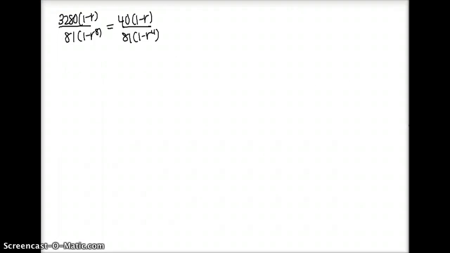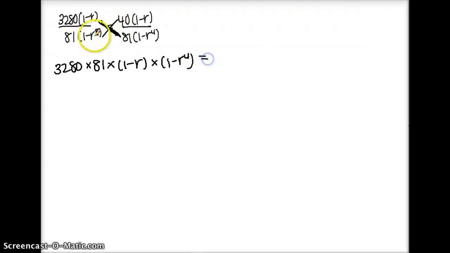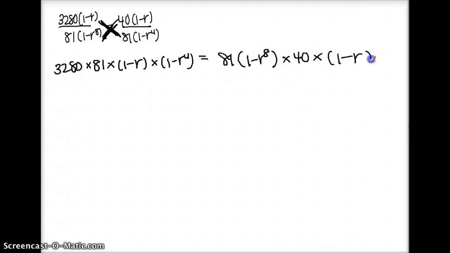Okay, so then to solve this, I'm going to cross multiply. So we have 3,280 times 81 times (1 - r) times (1 - r^4), so I just did this first, equals, and then to do this, I'm going to do 81 times (1 - r^8) times 40 times (1 - r). And then I'm going to start canceling this out. So I can divide by 1 - r on both sides.